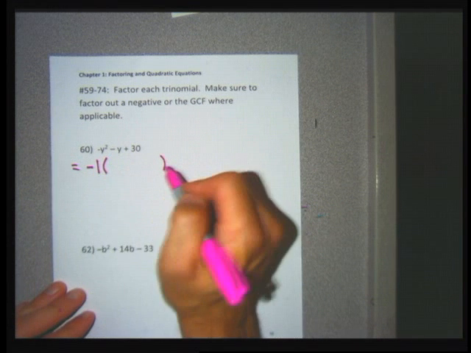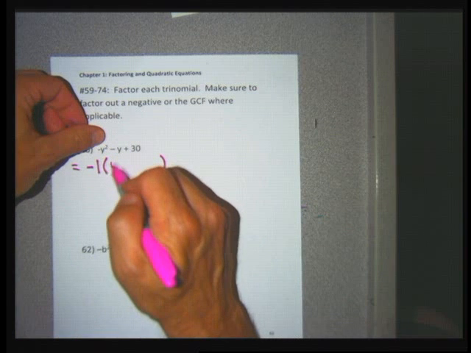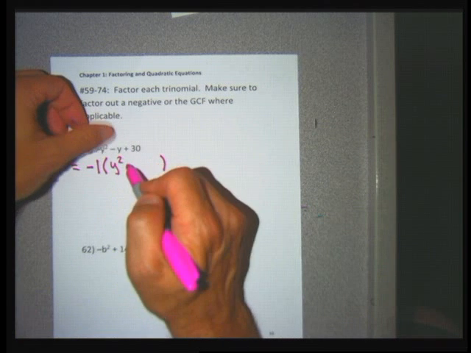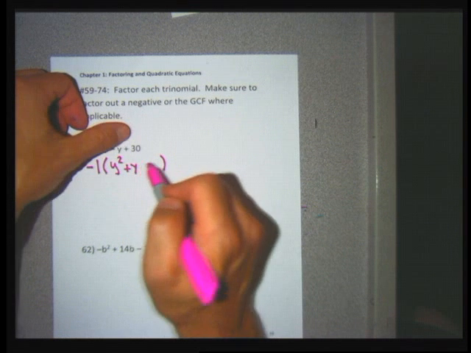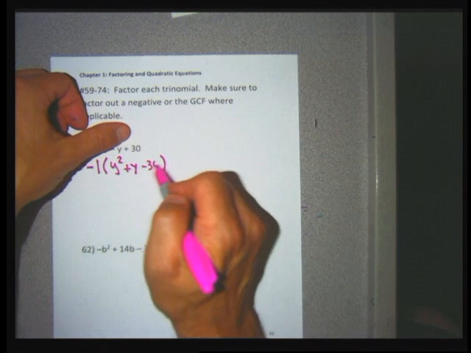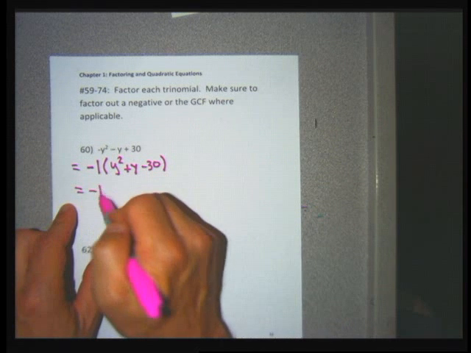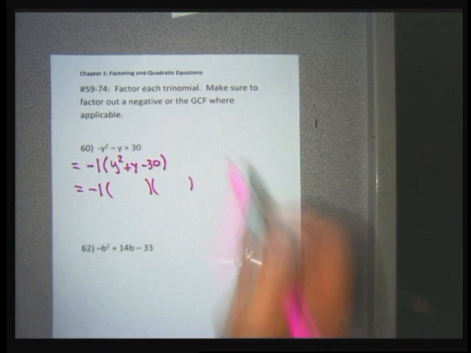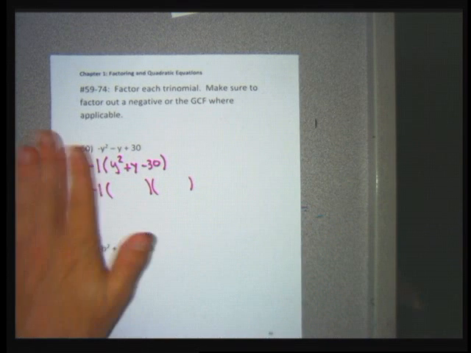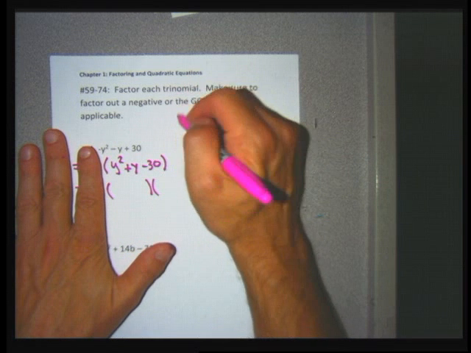And when you factor out a negative 1, you write an opposite in the parentheses. The opposite of negative y squared is positive y squared. The opposite of negative y is positive y. The opposite of positive 30 is negative 30. So I'm going to bring down the negative 1, but I'm going to ignore it in terms of my factoring. I'm going to now factor what's left, which is y squared plus y minus 30.